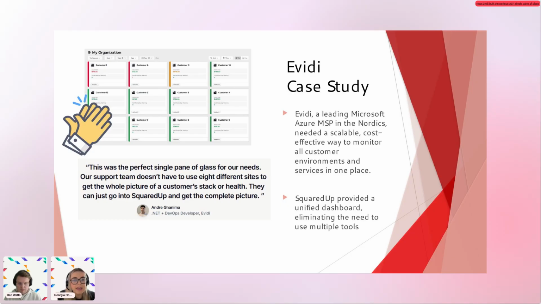So you can see here on the slide an example of Avidi's customers broken down within their organization and the cost monitoring that they've been able to do. And this is just a quote from Andre at Avidi. So he said, "This was the perfect single pane of glass for our needs. Our support team doesn't have to use 8 different sites to get the whole picture of a customer's stack or health. They can just go to SquaredUp and get the complete picture, which is awesome."